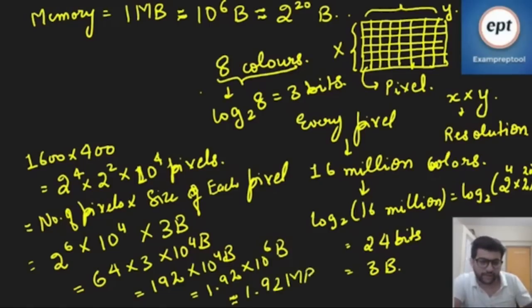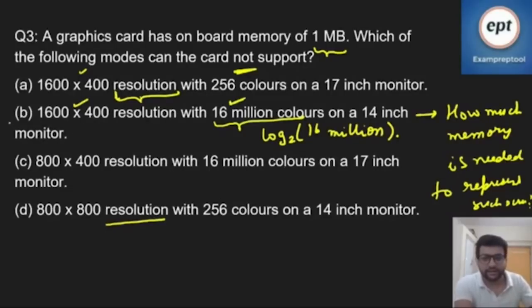1.92 MB, which is greater than the available 1 MB of memory, right? So we know that this particular monitor will not be supported by the chip on the graphics card on the board. If you try to solve all other options, you will see that the total memory required will be less than or equal to 1 MB. So the answer to the solution is option B.